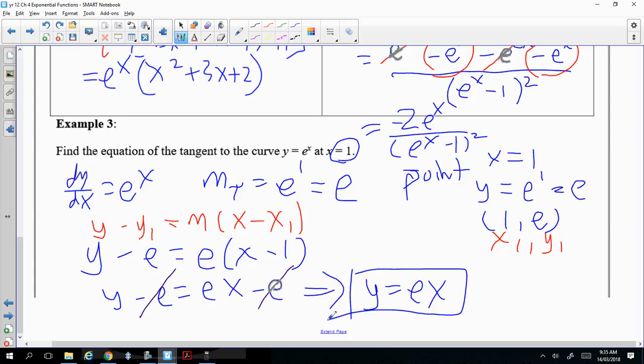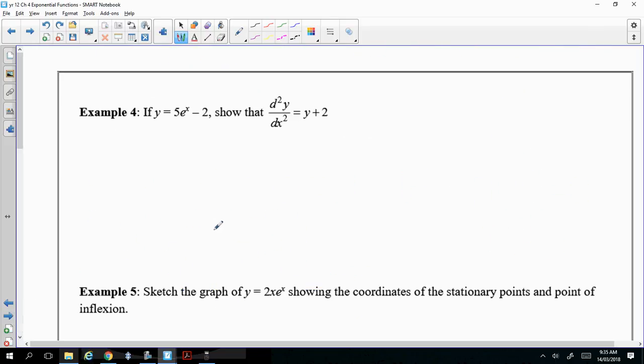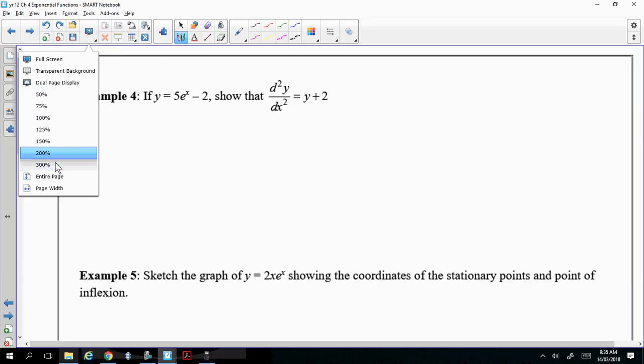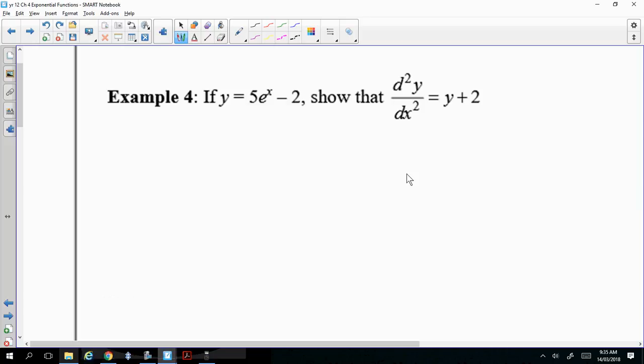Alright, so the next one is you have to prove something. Show that this is true. So what do we do? We find the second derivative. To find the second derivative, find the first derivative first, which is equal to 5 e to the power x, the minus 2 becomes 0. And then find the second derivative, which is equal to 5 e to the power x again. And you have to show this is true.